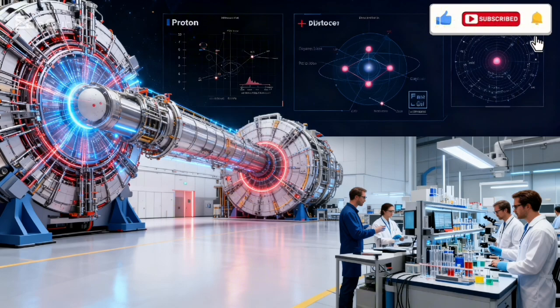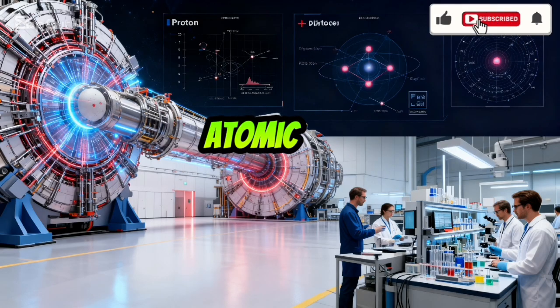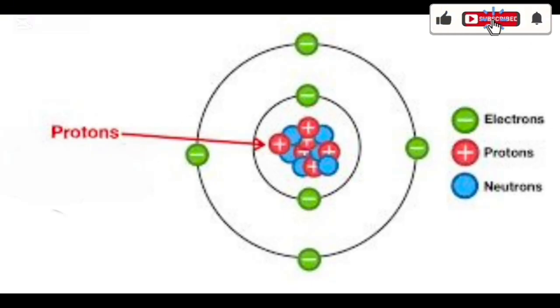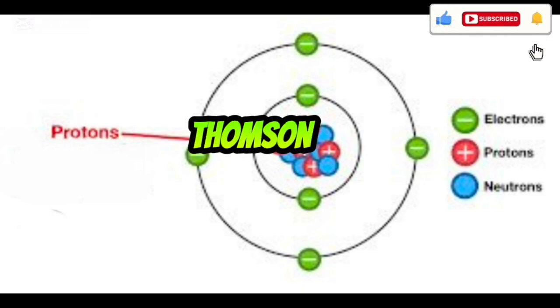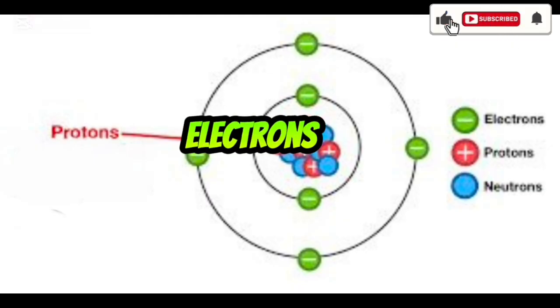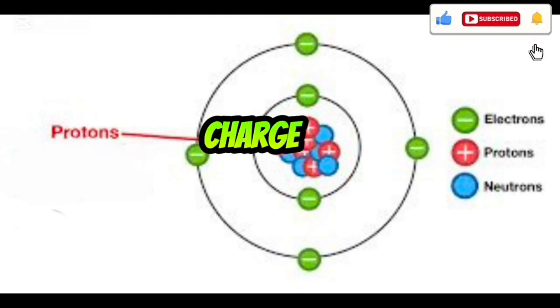Part 1. Background of atomic structure. Before the proton was discovered, scientists already knew that atoms contained negatively charged particles called electrons. J. J. Thomson discovered the electron using cathode ray experiments in 1897. But this created a big question. If atoms contain negatively charged electrons, then where is the positive charge coming from?